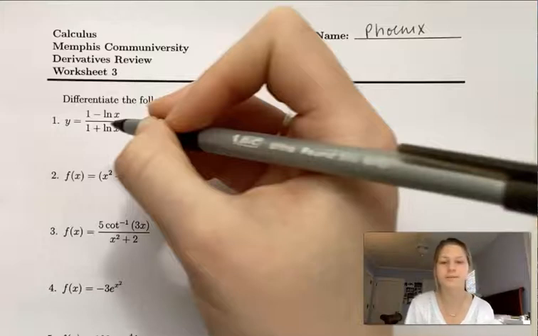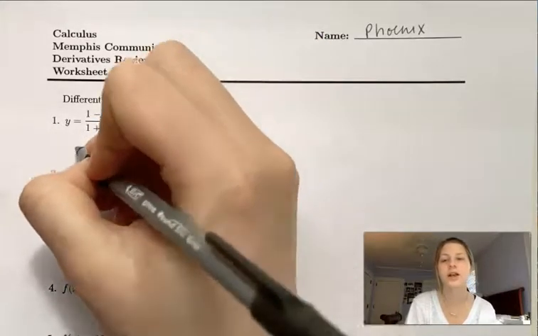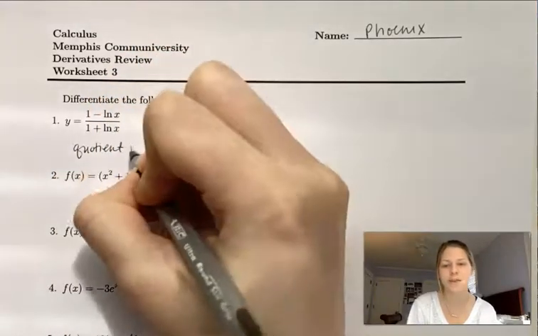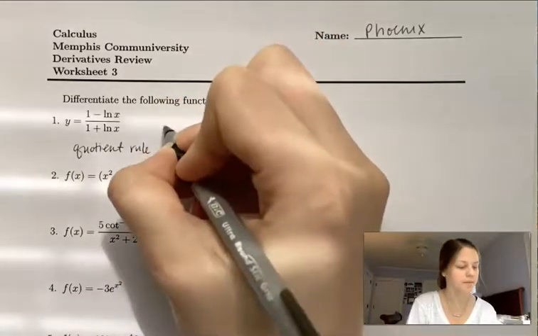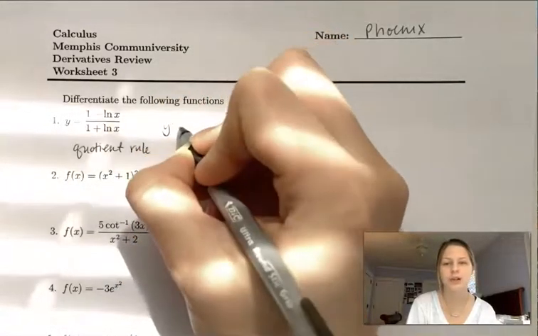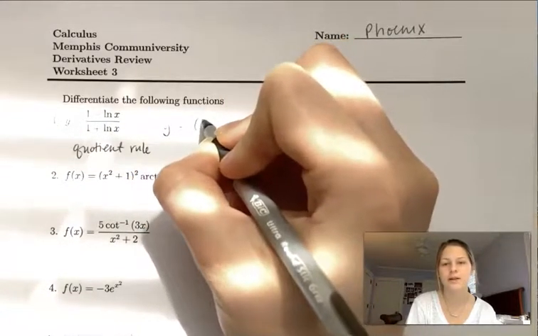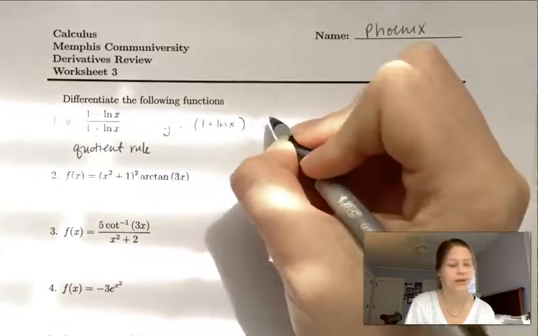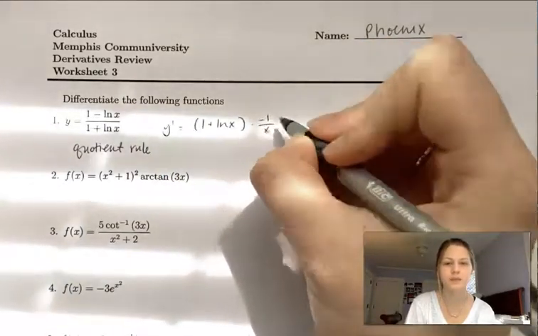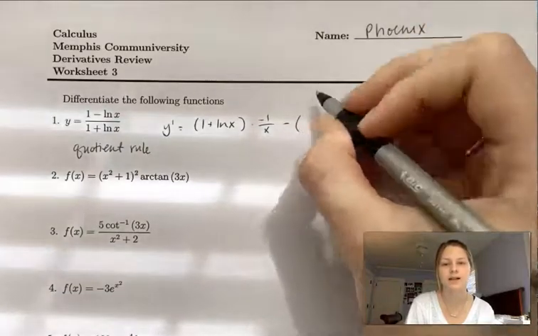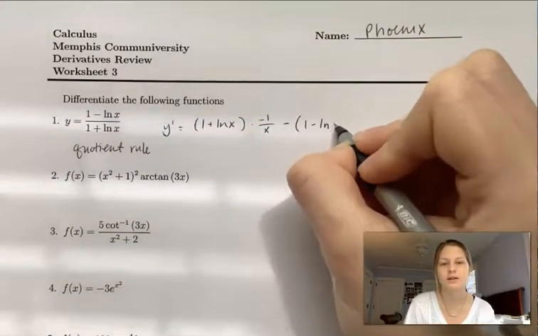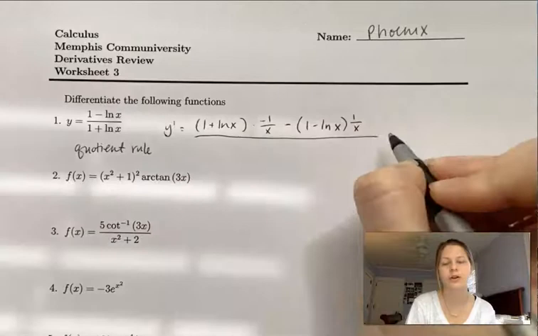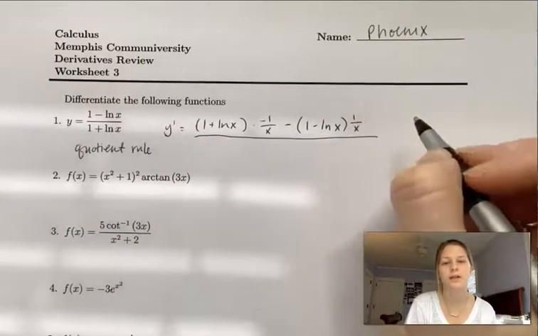So let's get started. This first question is a quotient rule question, and the rule for quotient rule is low d high minus high d low. So we'll get y prime equals low, 1 plus ln of x, times the derivative of high, which is negative 1 over x, minus high, 1 minus ln of x, times the derivative of low, which is 1 over x. And then that goes over low squared, which is (1 plus ln of x) squared.